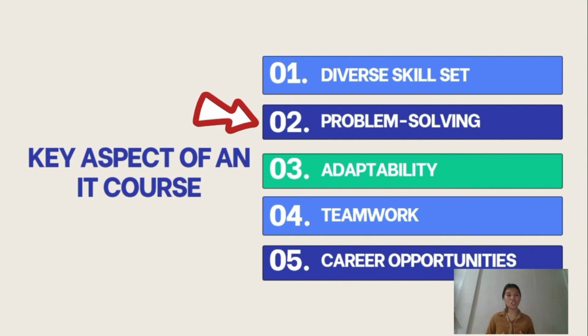Second, problem solving. IT professionals are essentially problem solvers. They identify issues, develop solutions, and implement them using technology. Problem solving skills are at the core of an IT education.